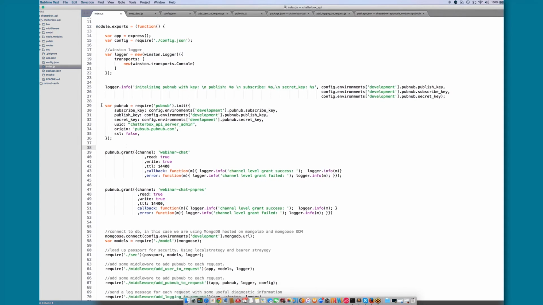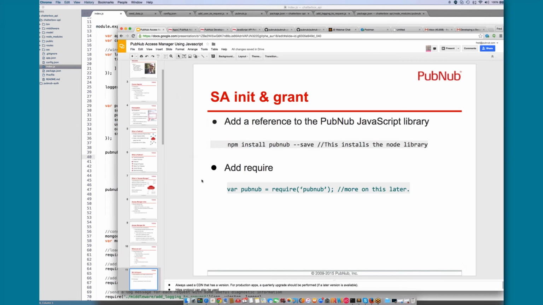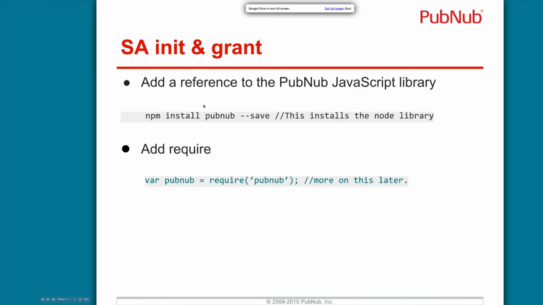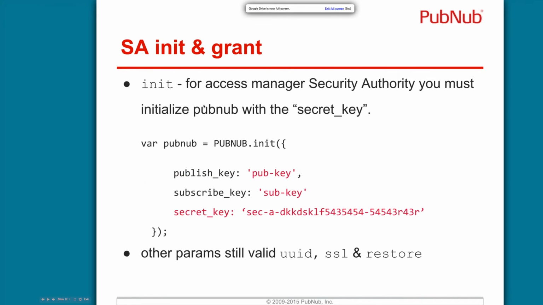All right. So once you have your initialize and everything imported, the next thing you're going to want to do is start looking at grants. And just to mention while we're transitioning back over to the slides, Access Manager is free for all account types. So even if you're on a free account, you can enable Access Manager and use Access Manager. It's not an add-on. You can use it without having to purchase an add-on.